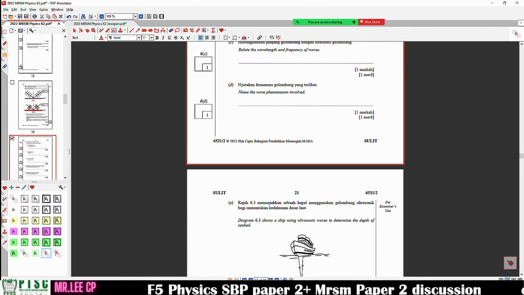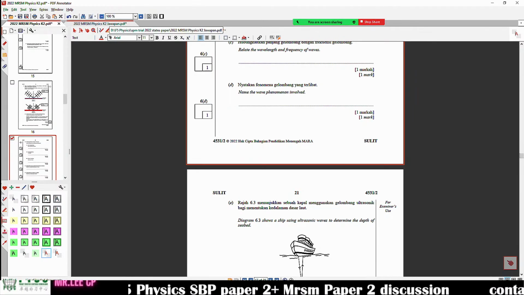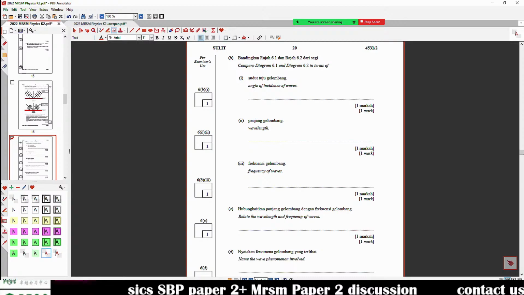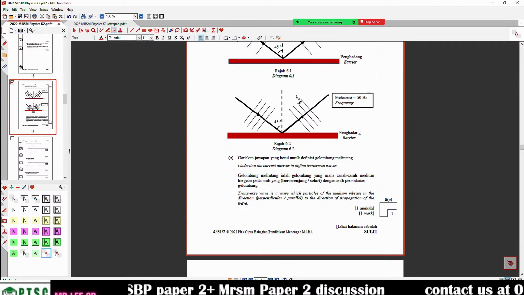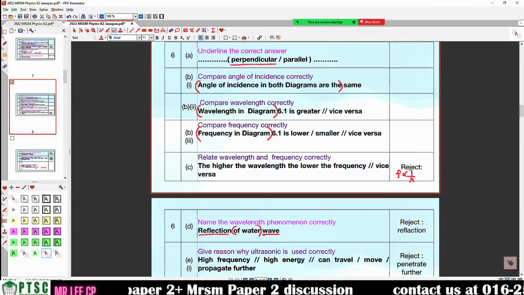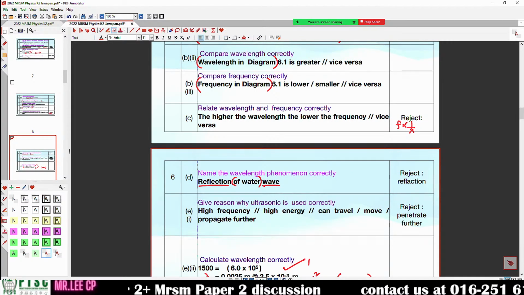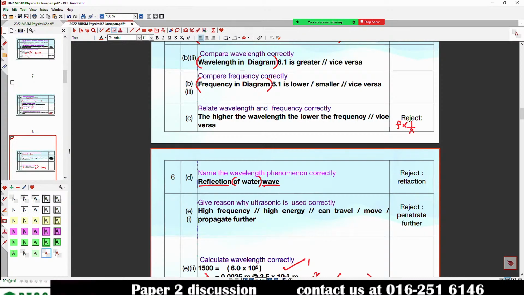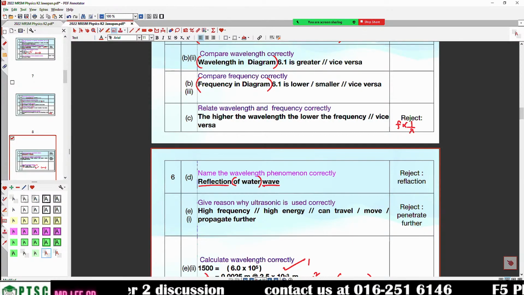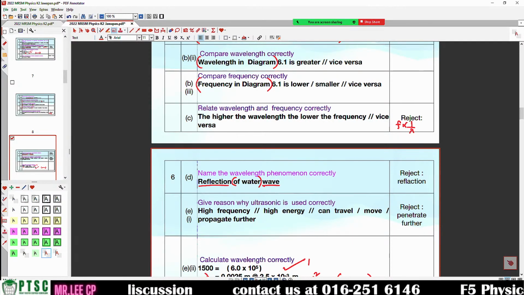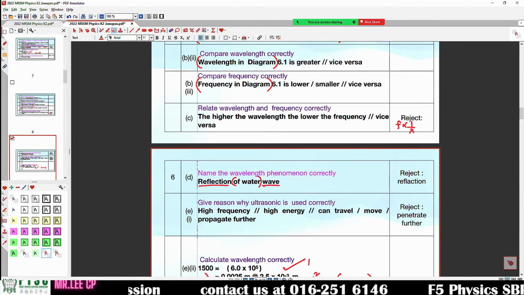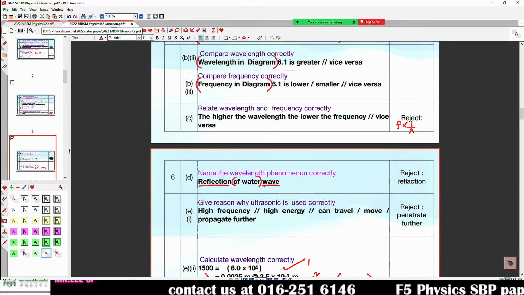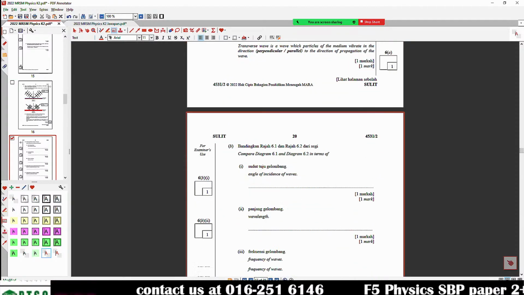State the name of the wave phenomena, right? This is you hit the wave here and then what is this? It is called reflection of water wave, right? Refraction of wave also can, right? Refraction, don't know, spell wrong, salah. Reflection, spell wrong.